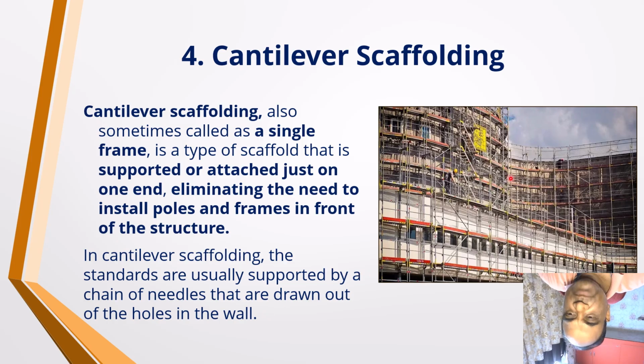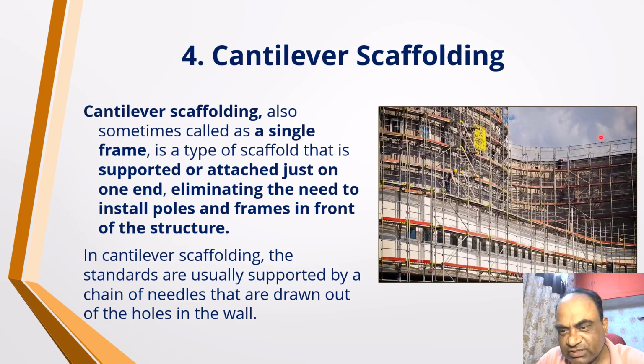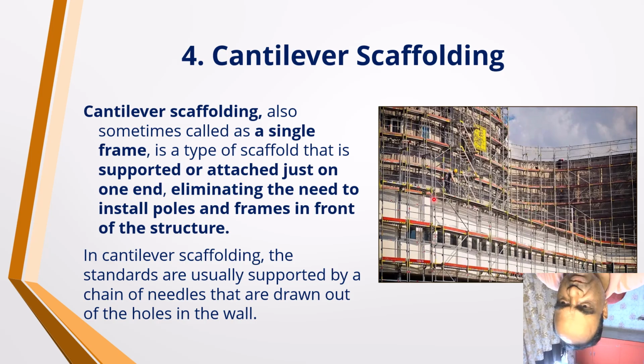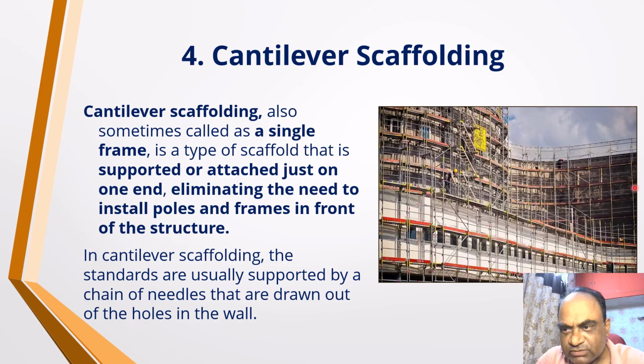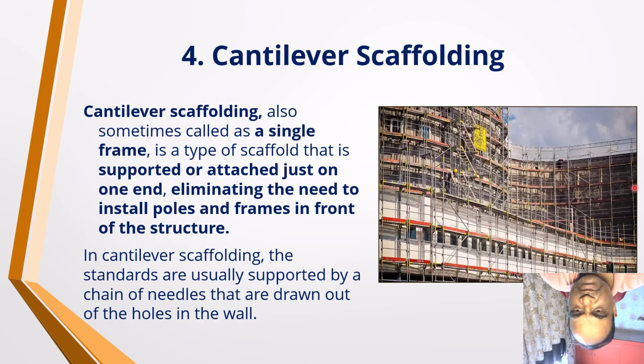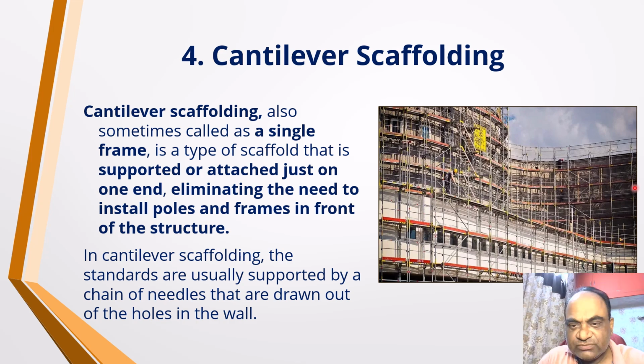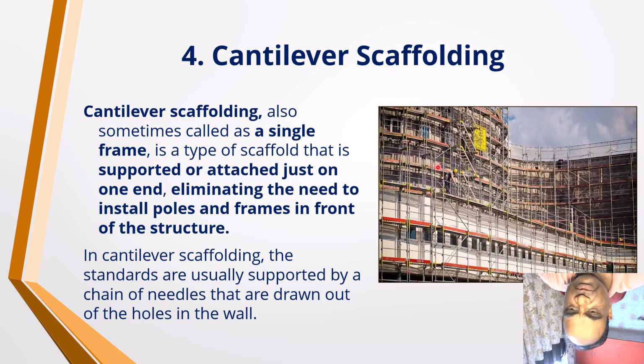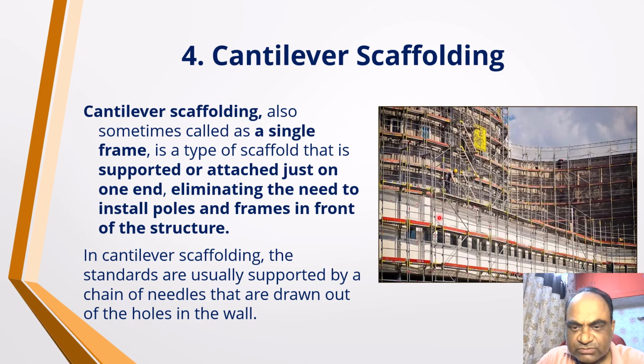That is what I was explaining to you before reading this paragraph. As you can see in this building, a number of frames have been put up with the help of holes in the wall. That's called cantilever scaffolding. A cantilever is a structure that is supported on one side and not supported on the other side. That is why it is called cantilever scaffolding. This ledger is supported on one side and the other side is not supported. That is why it is called the cantilever type of scaffolding.